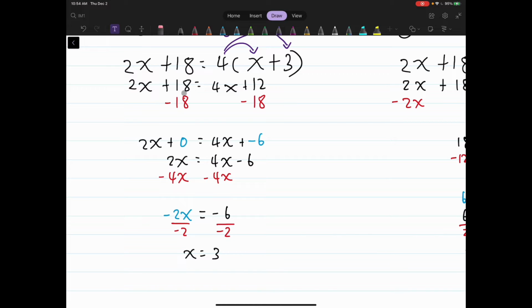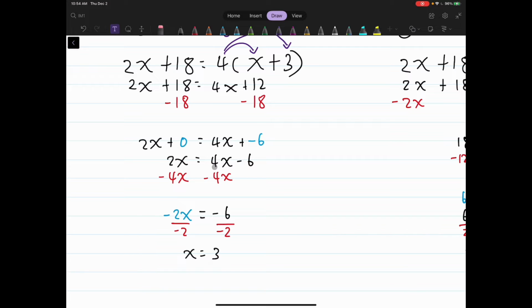And I get 18 minus 18 is 0. 12 minus 18 is negative 6. And now I have 2x plus 0 is 2x. And 4x plus negative 6 is the same thing as 4x minus 6. Once again, adding a negative is the same thing as subtraction.